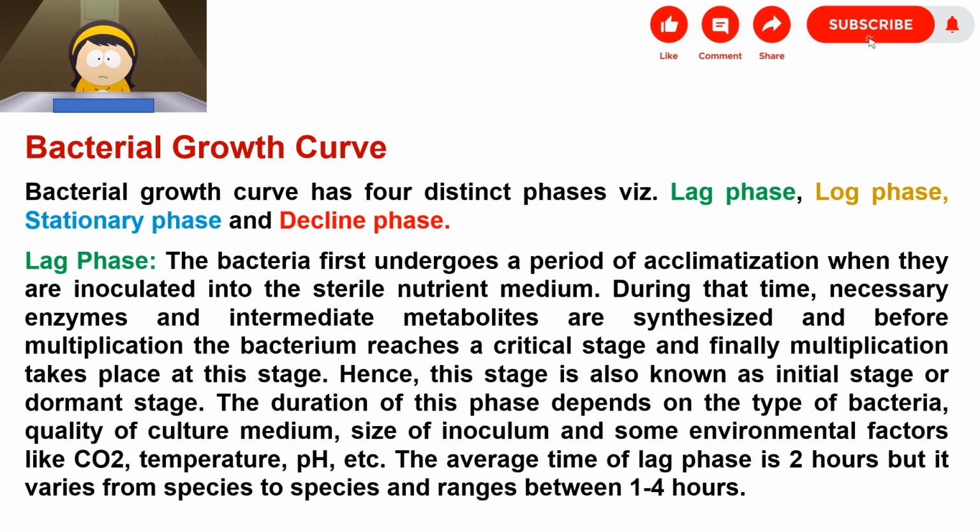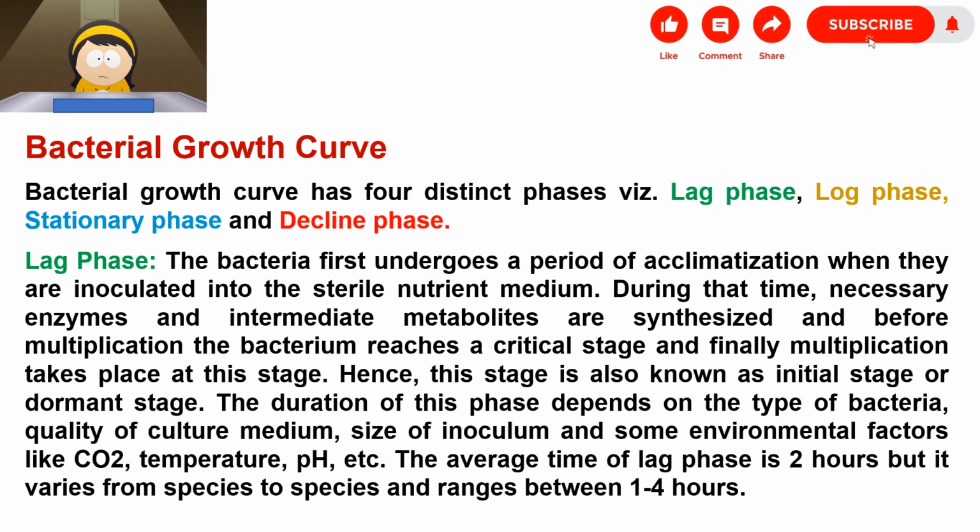Lag phase. The bacteria first undergo a period of acclimatization when they are inoculated into the sterile nutrient medium. During that time, necessary enzymes and intermediate metabolites are synthesized, and before multiplication the bacterium reaches a critical stage, and finally multiplication takes place at this stage. Hence, this stage is also known as the initial stage or dormant stage.